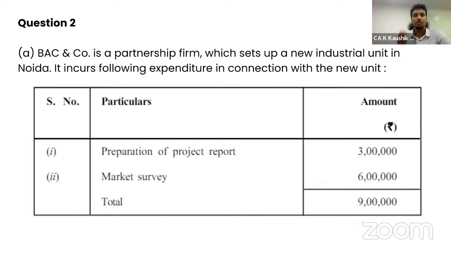Very simple problem, small problem, 5 marks. You are easily getting sub question A. BAC and Co is a partnership firm which sets up a new industrial unit in Noida. It incurs the following expenditure in connection with the new unit. So what is the new unit? They have incurred around 3 lakhs on project report and 6 lakh on market survey, total 9 lakhs.